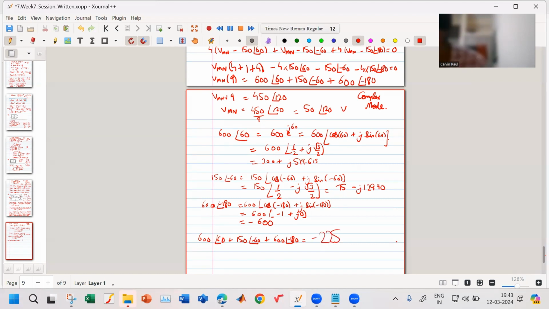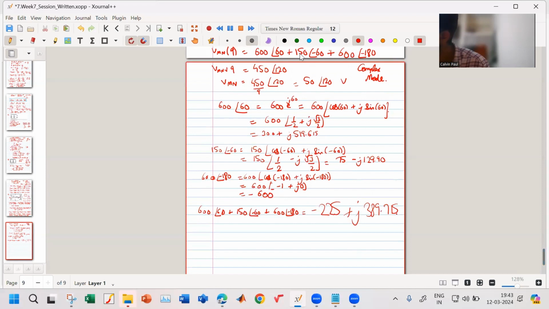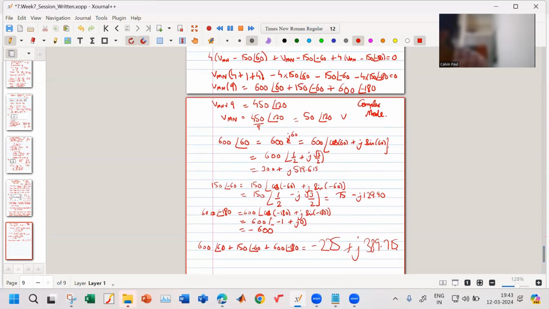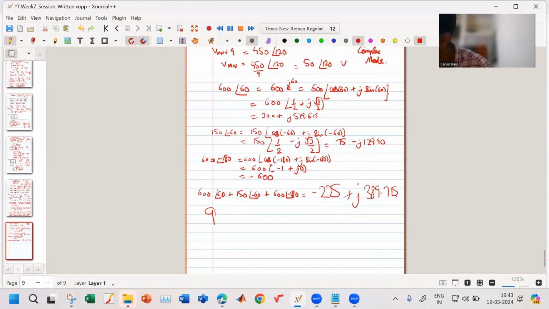And what is the imaginary part? 389.7, that is 389.75. So all this is equal to 9 into VMN. So 9 into VMN is equal to minus 225 plus j 389.75. Right? Now, how do you convert this into your original form?